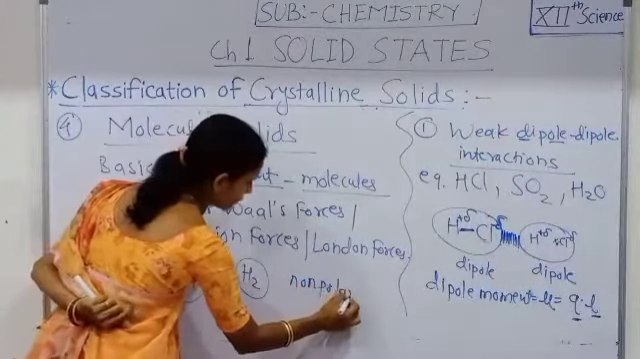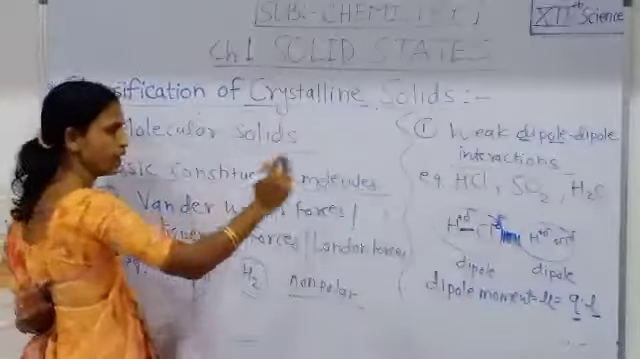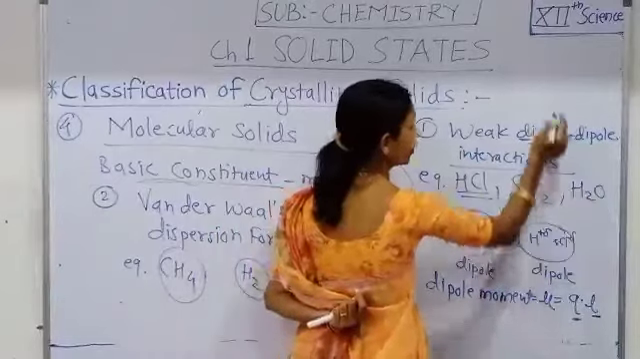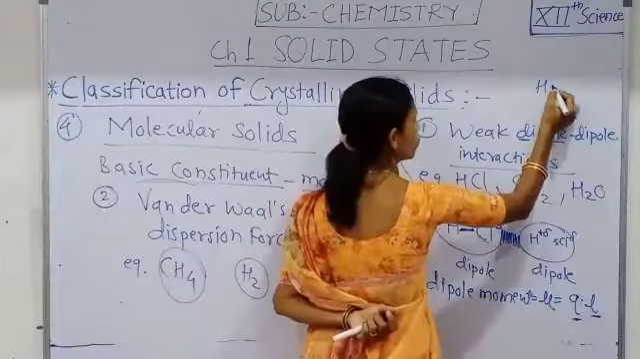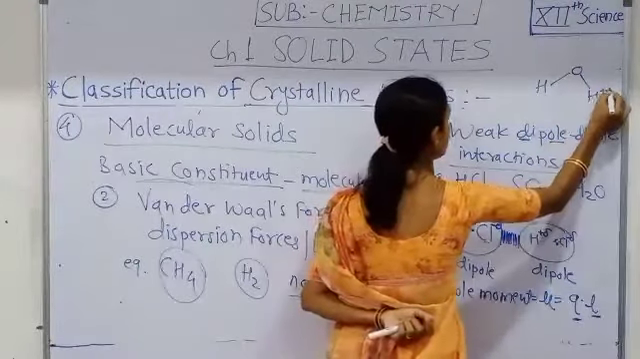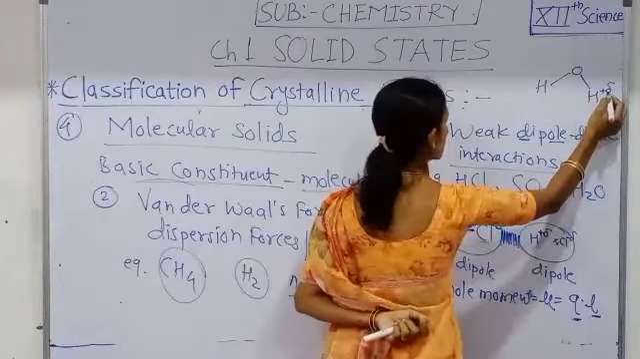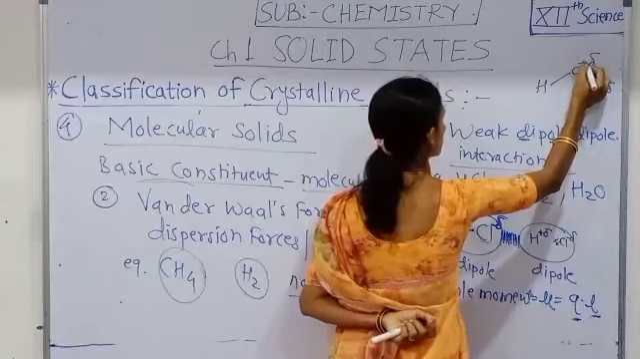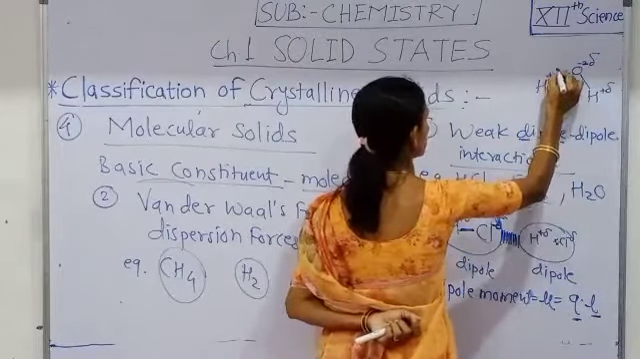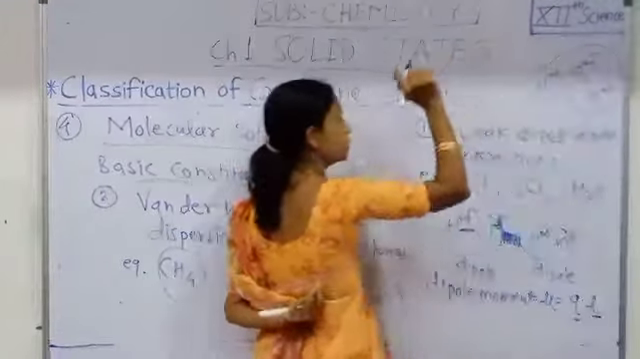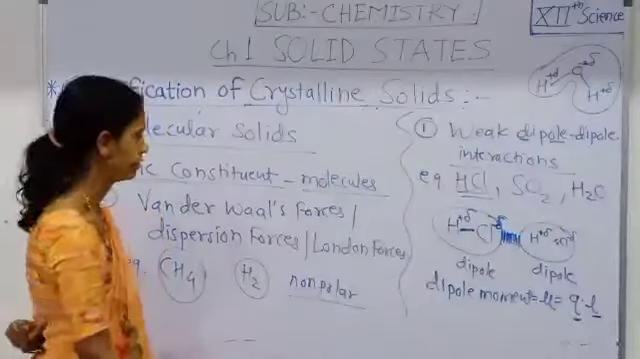Non-polar means poles are not there, but in HCl or in SO2 or H2O, see here, H2O is also a dipole because hydrogen possesses partial positive charge while oxygen possesses partial negative charge, and therefore it is a dipole. Water is dipolar in nature.